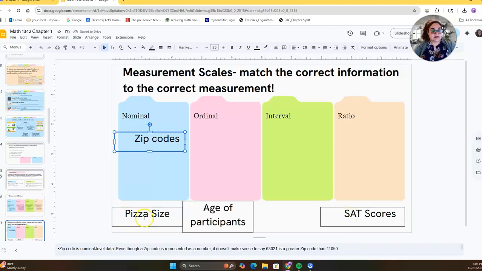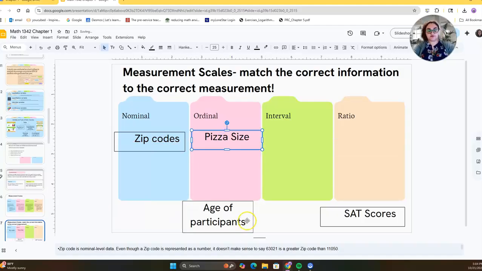Okay. Let's go back to pizza size. We found out that pizza size can have an order, right? I can have small, medium, and large. Let's see if it makes sense. I don't think it makes sense to say that pizza size can be an interval, because you can have no pizza. I can have a small, medium, and large. It doesn't really make sense to compare. I'm going to say it's ordinal.